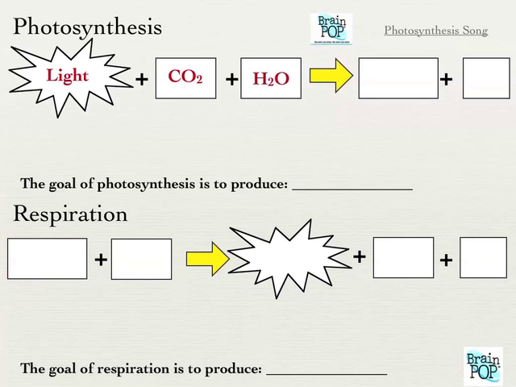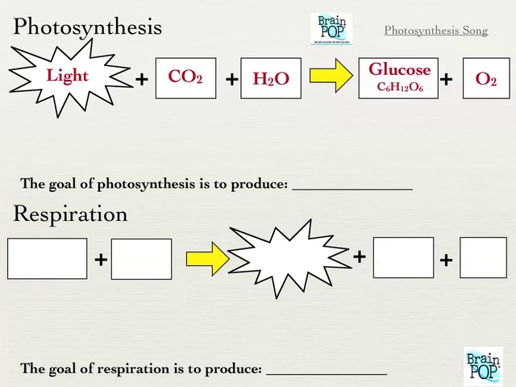Jackson just said food, but now what are we going to say? Glucose. So photosynthesis produces glucose, and the chemical formula for glucose is C6H12O6. That's a lot. Yeah. And oxygen, O2.